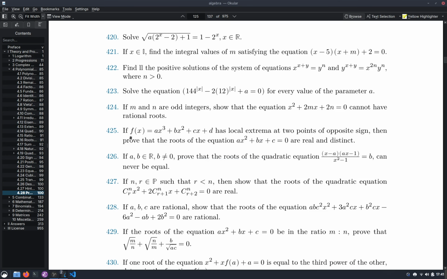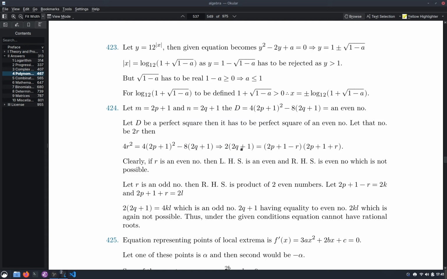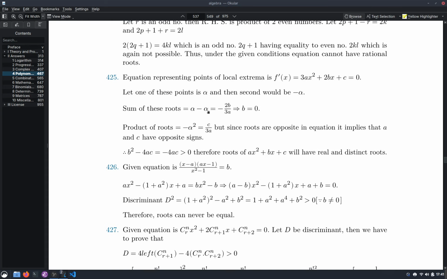Question 425 says that if f of x is equal to ax cubed plus bx square plus cx plus d has local extrema at 2 points of opposite sign, then prove that the roots of the equation x square plus bx plus c is equal to 0 are real and distinct. So this requires a bit of calculus. You can skip this question if you have not studied calculus.